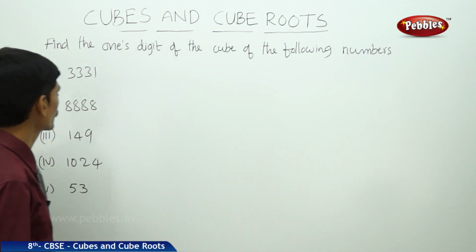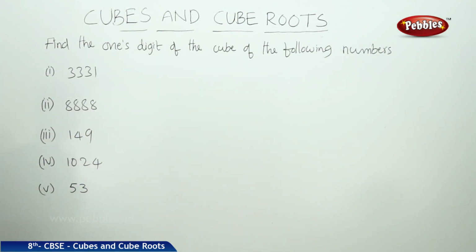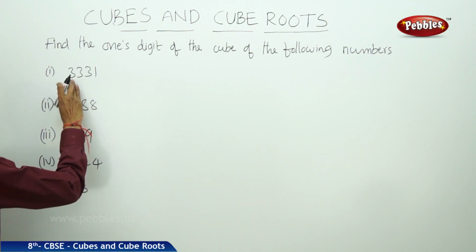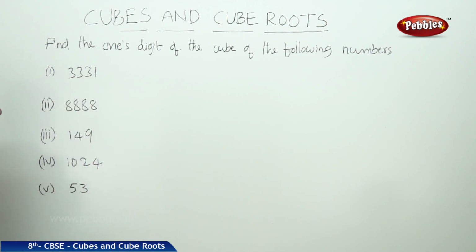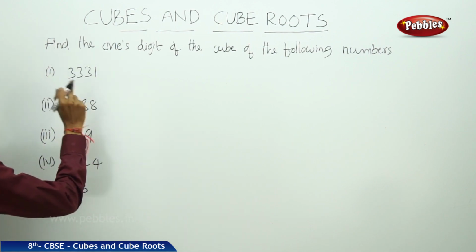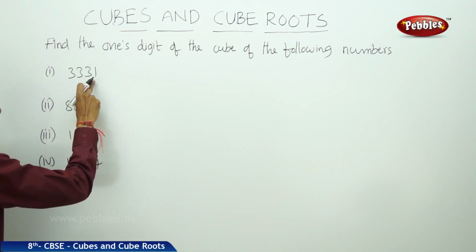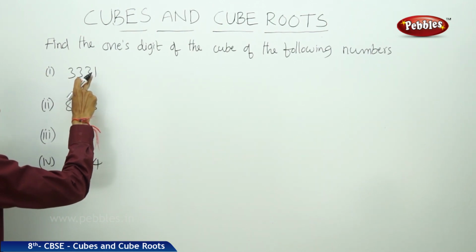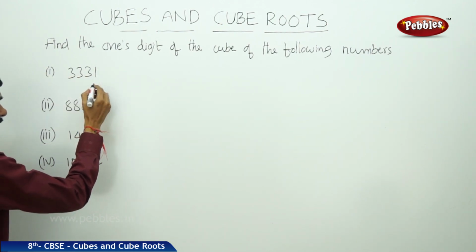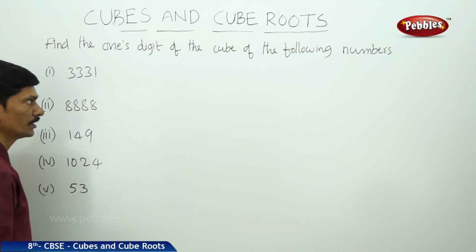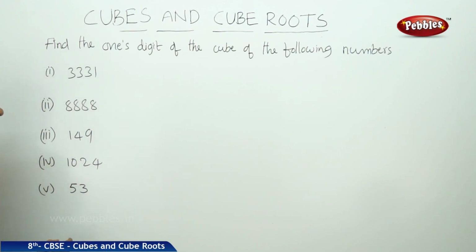Now let us solve a problem. Find the ones digit of the cube of the following numbers. The given number is 3331. So we have to find the units digit of the cube of this number. First you see the units digit of the given number. It is 1. Then 1 cube equals what? 1 cube is 1 into 1 into 1, so it is also 1.